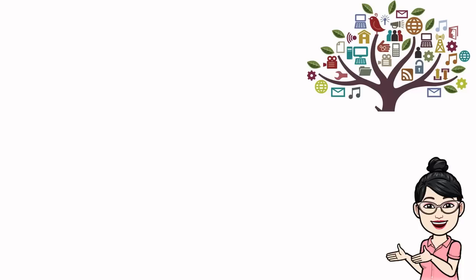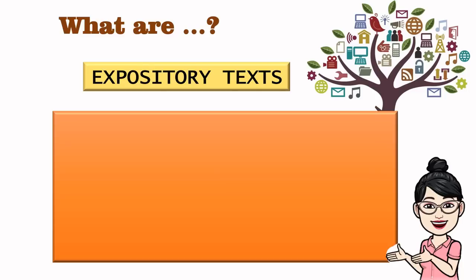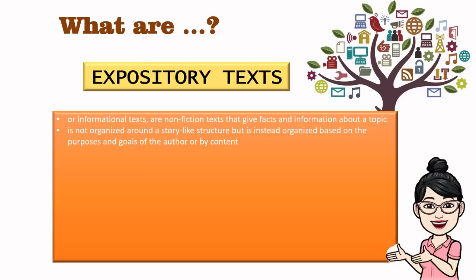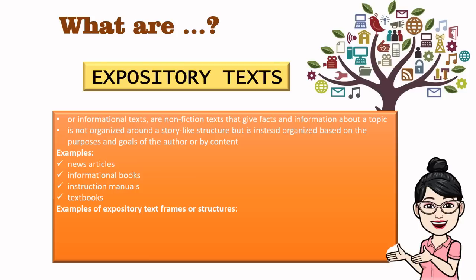Now, what do we mean by expository texts? Expository text or informational text are non-fiction texts that give facts and information about a topic. This type of text is not organized around a story-like structure, but is instead organized based on the purpose and goals of the author or by content. Examples include news articles, informational books, instruction manuals, or textbooks. Examples of expository text frames or structures include cause and effect, concept and definition, sequential, or proposition and support.